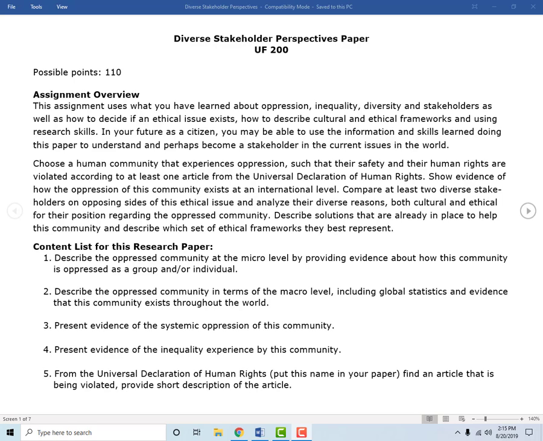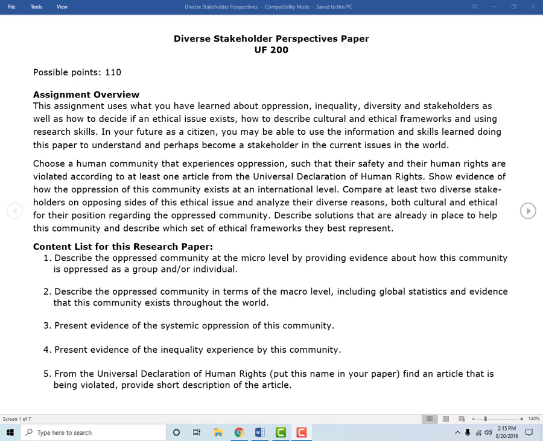Content list for this research paper. 1. Describe the oppressed community at the micro level by providing evidence about how this community is oppressed as a group and/or individual. 2. Describe the oppressed community in terms of the macro level, including global statistics and evidence that this community exists throughout the world.